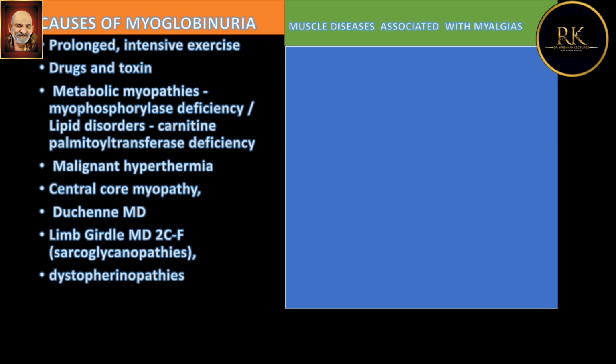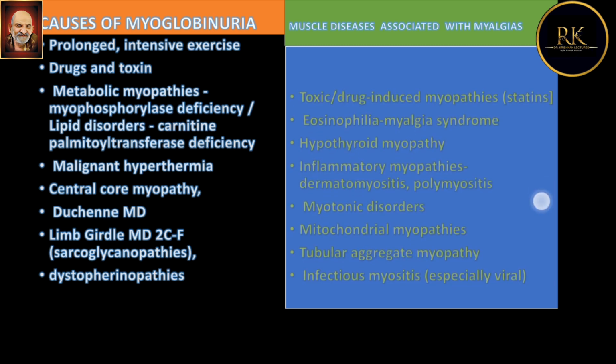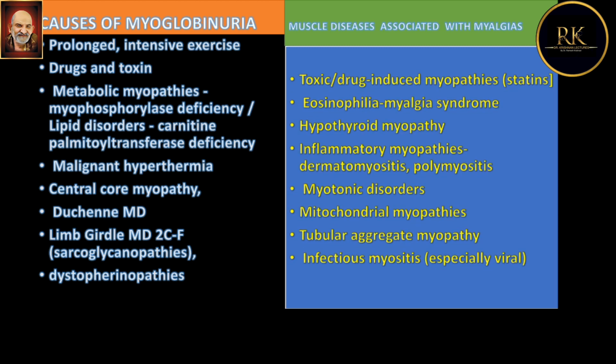For myopathies associated with myalgia, the causes include drug and toxin-induced myopathies with drugs such as statins, eosinophilic myalgia syndrome, hypothyroid myopathies, inflammatory myopathies with dermatomyositis and polymyositis, myotonic disorders, mitochondrial myopathies, tubular aggregate myopathies and infectious myositis, especially viral.